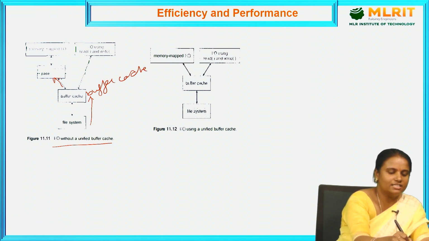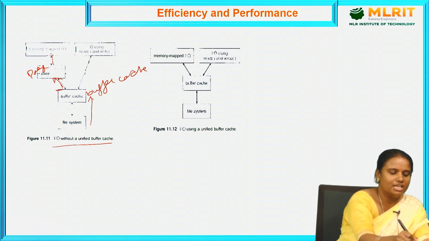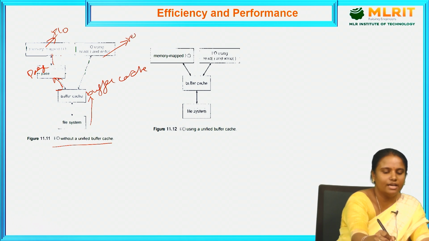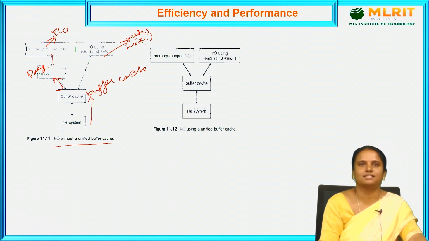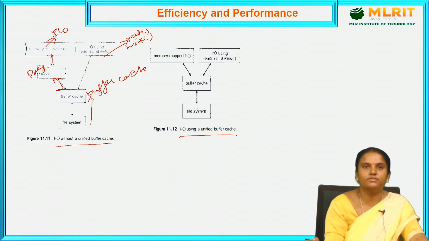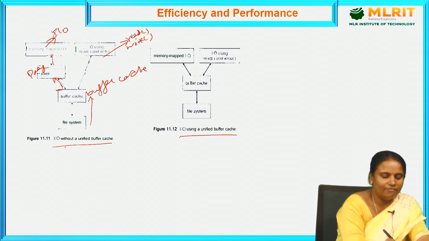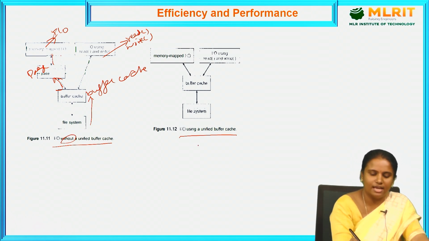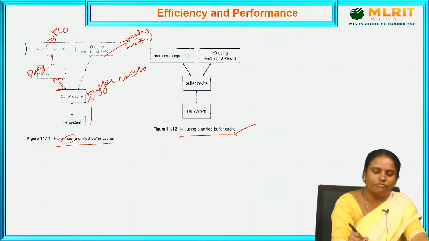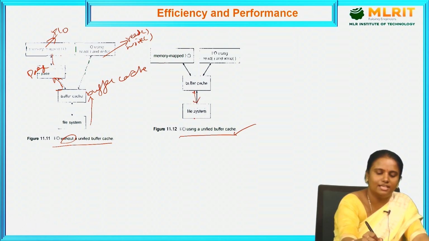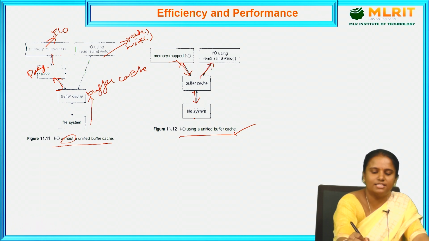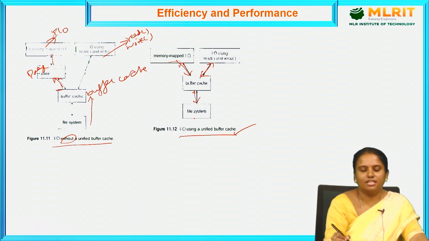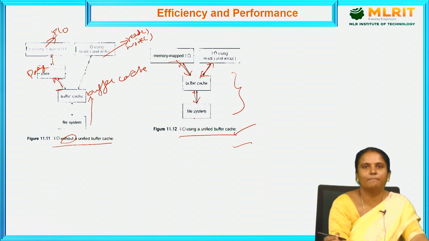Here the file system works with the buffer cache, the buffer cache works with the page cache, and the page cache is mapped from memory, with input output using read and write operations to maintain the file system. Whereas here we are using a unified buffer cache: for the file system we take one buffer cache, and this memory is mapped with input output using read and write operations. This is how it works with and without a unified buffer cache.